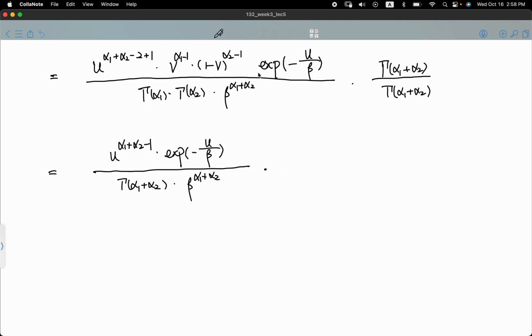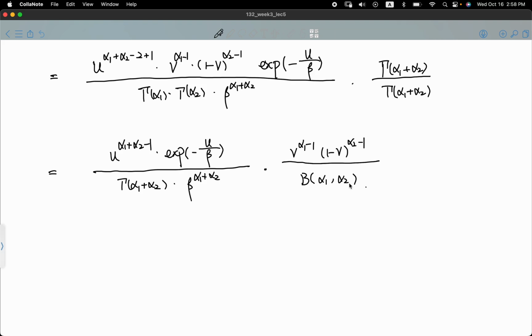Then let's take a look at the v. Right now I'm still not going to make the conclusion, so I'm just going to write down the things. So we have v to the power of alpha 1 minus 1, times 1 minus v to the power of alpha 2 minus 1. And then here I'm going to write the beta function, with input alpha 1 comma alpha 2.